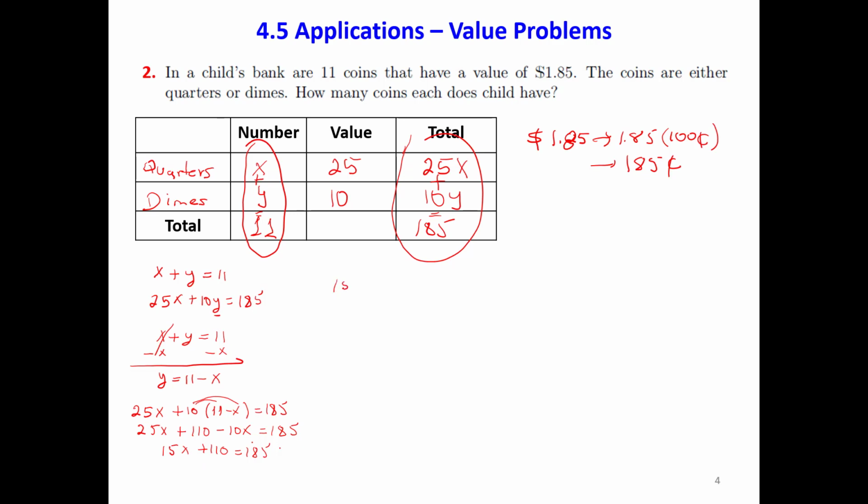This is 15x plus 110 equals 185. And subtract 110 on both sides. We had 15x equals 75. Divide by 15, divide by 15. Then we had x equals 5.